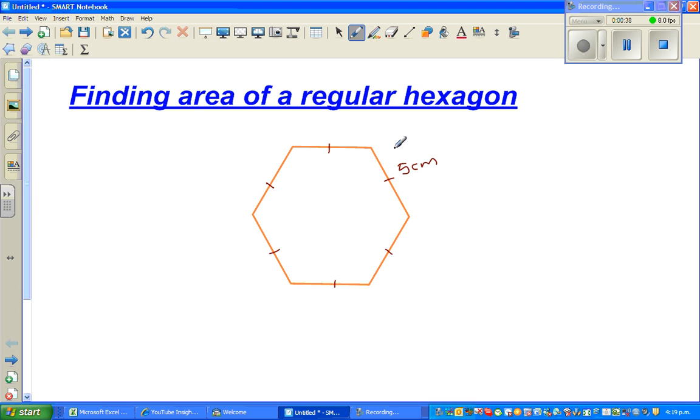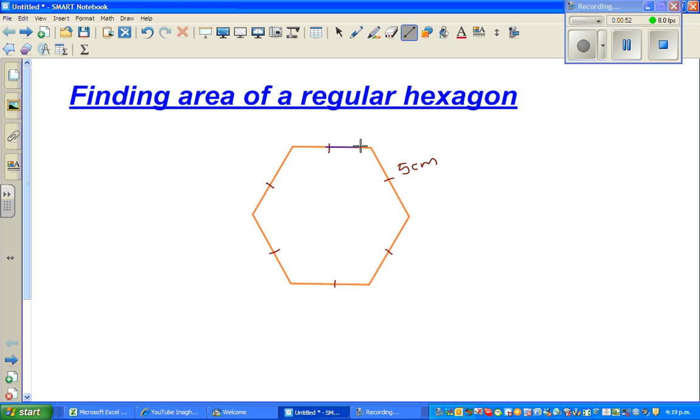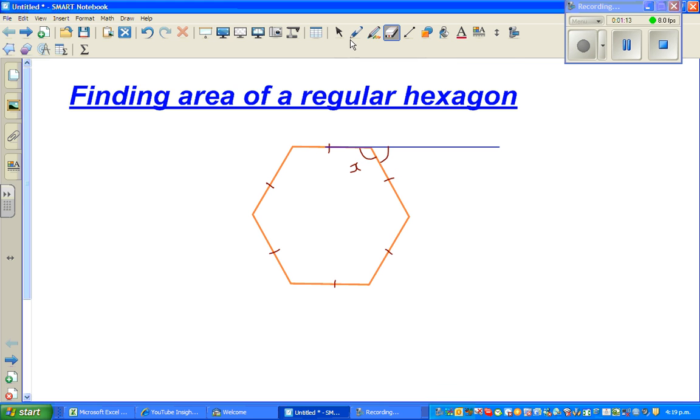Before finding the area, let's see what's the measure of each interior angle. To explain that, let me draw a line. Okay, so this is an exterior angle. Let us say this is x. If this is x, this would be 180 minus x. Let me write 5 somewhere else. So this is 5 centimeters.